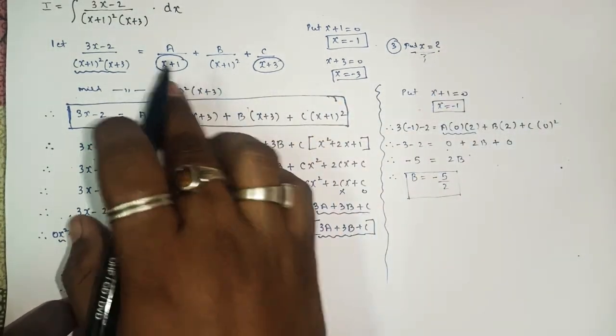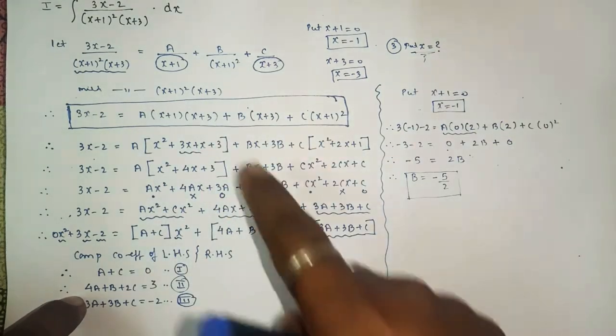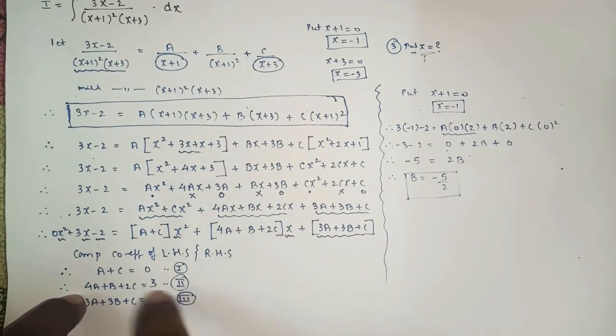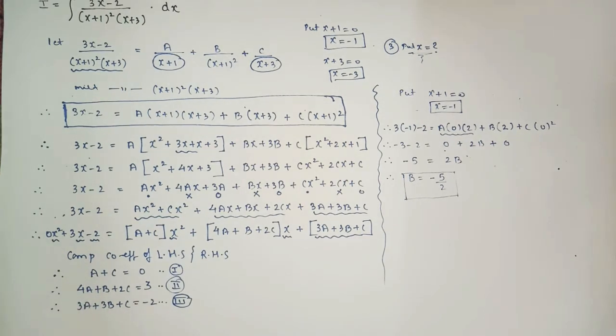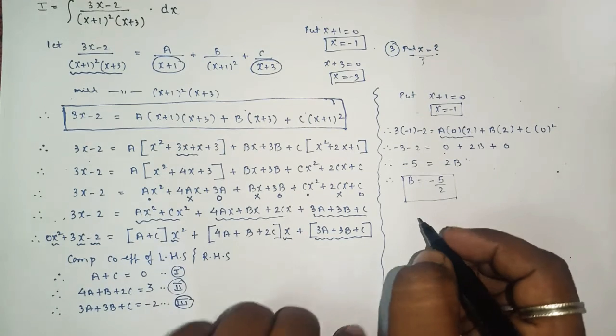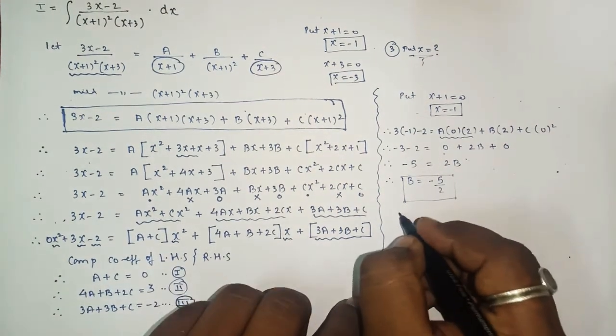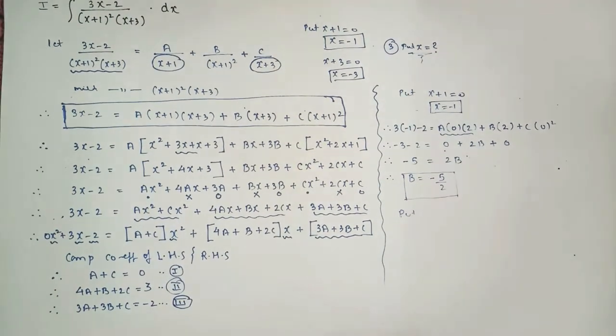As here we don't have one more linear factor, so this is the procedure in which you can find your answer of the third alphabet, okay? As here we got b equals minus 5 by 2. So now we'll take the second part.